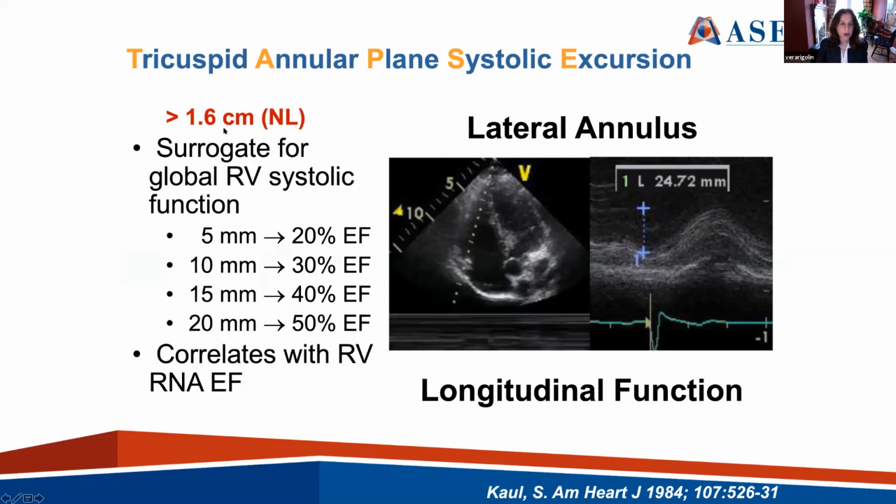A value of greater than 1.6 centimeters is considered to be normal, and anything less than that is suggestive of RV dysfunction. And these are the correlates for the degree of RV dysfunction, suggesting based on different values that are obtained. These values correlate relatively well with RV ejection fraction.